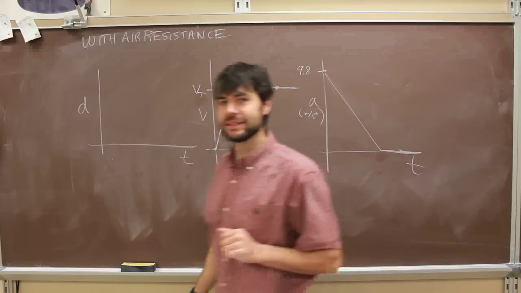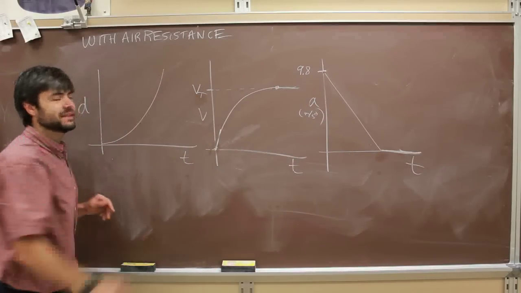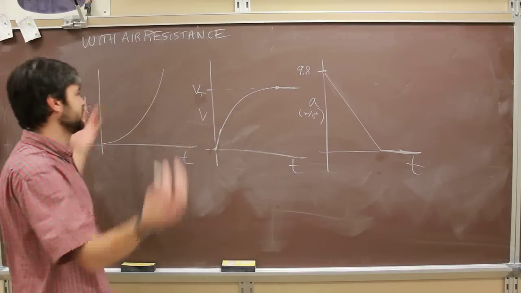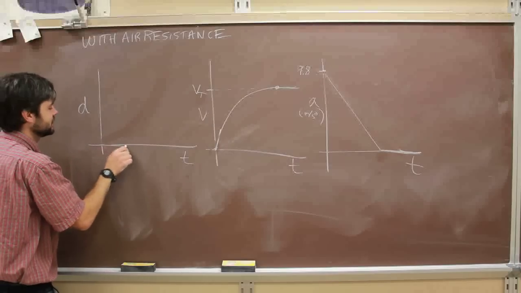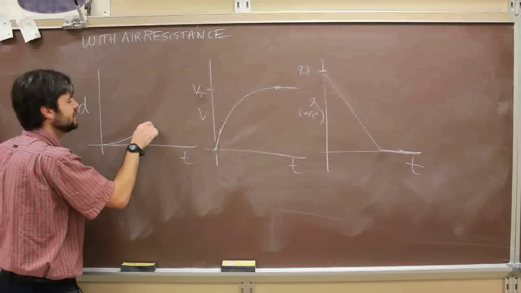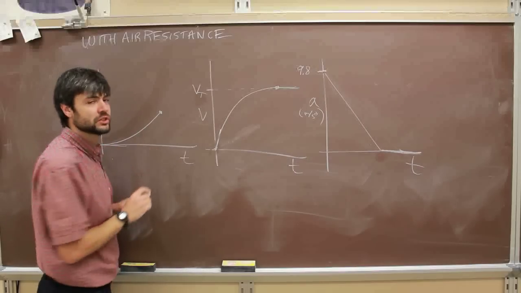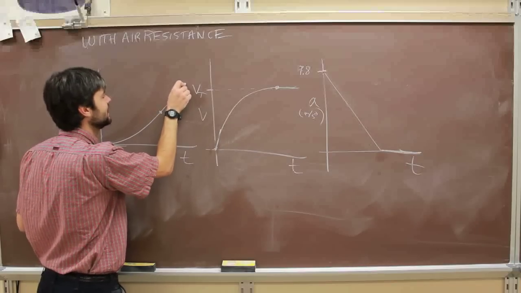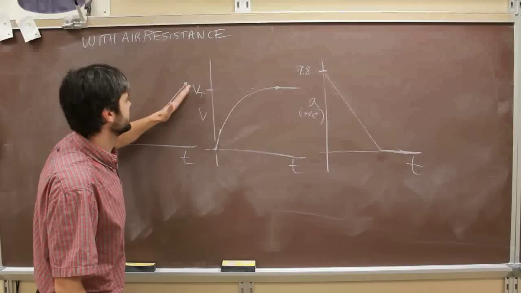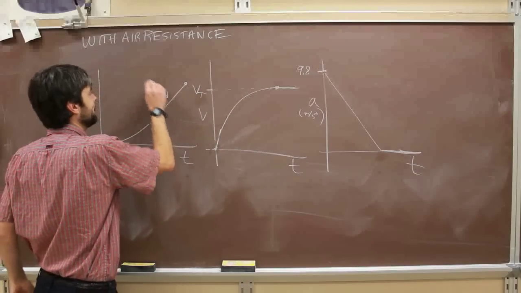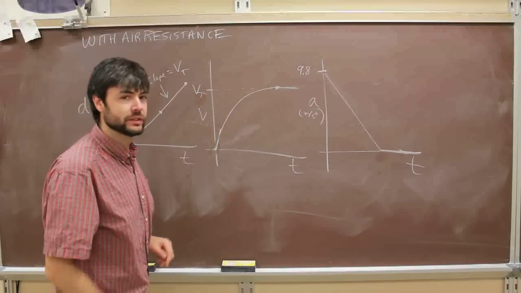Okay, what's that going to look like on a distance versus time graph? Well, with no air resistance, it just goes on forever and ever. It just keeps going faster and faster. This line gets steeper and steeper. But with air resistance, it's not going to continue to get steeper and steeper forever. Eventually, it's going to get to the point where the slope doesn't change, and this line becomes straight. The slope of that line right there is equal to the terminal velocity.